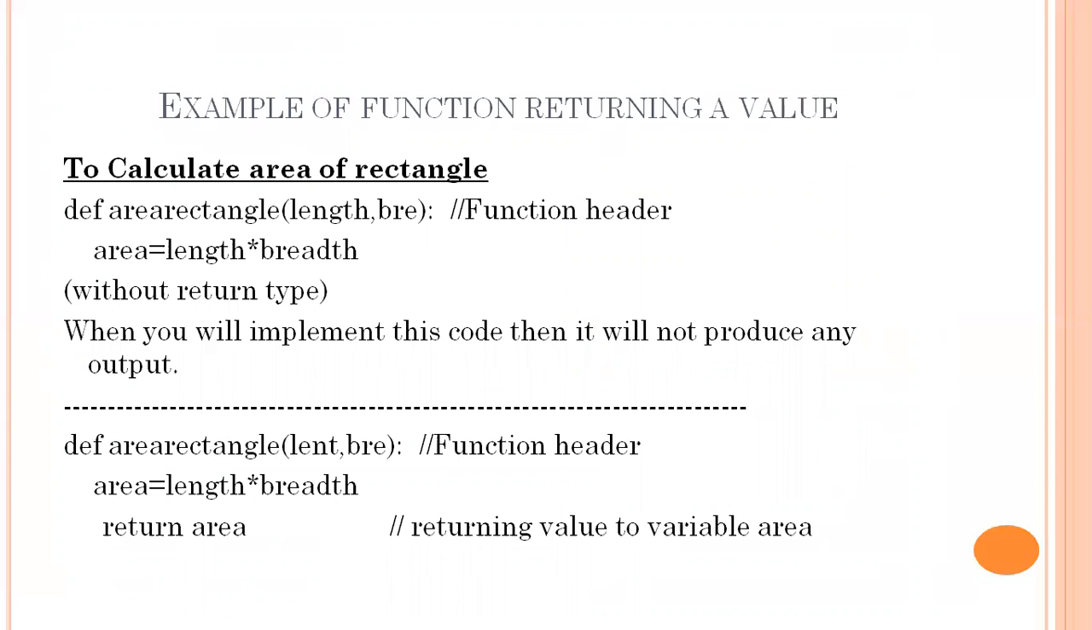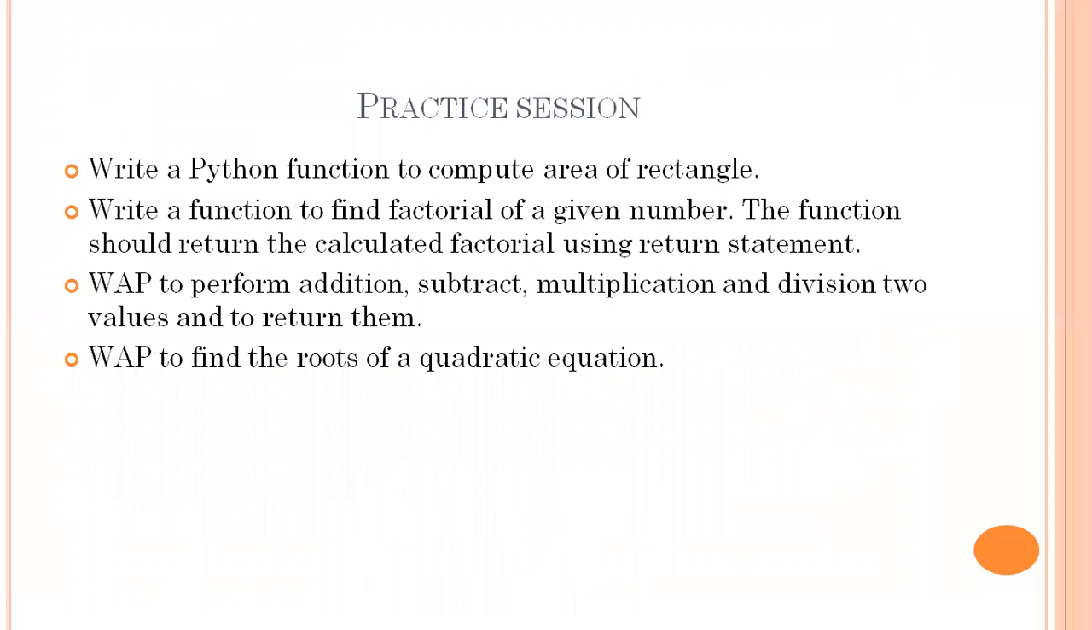For example, if you want to calculate the area of a rectangle, you have to write def area_rectangle(length, breadth), and area = length * breadth. It's without a return type. If you want to return some value, you have to write def area_rectangle(length, breadth), area = length * breadth, and return area. By the return statement, you can return the value of area, and at the time of calling, you have to use some variable in which the value of area will be stored. Then only you can print that particular variable.